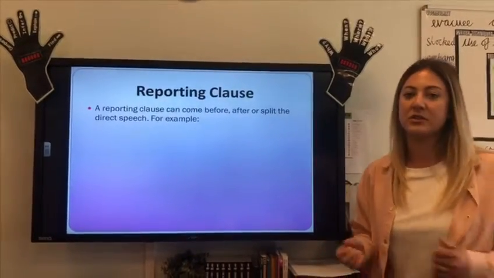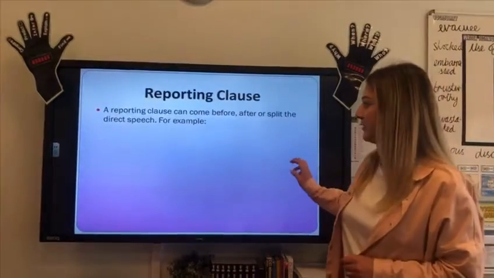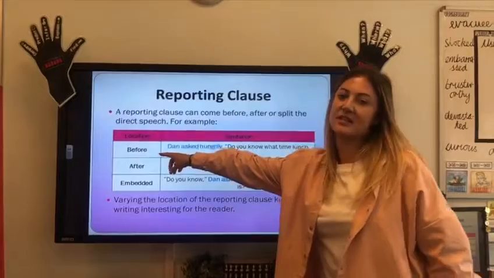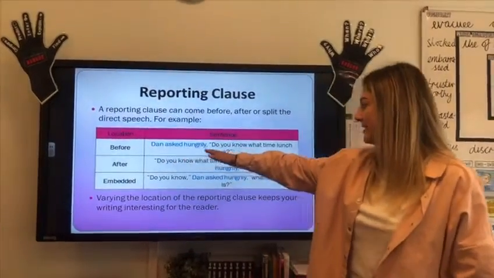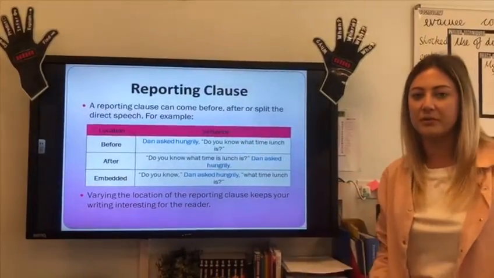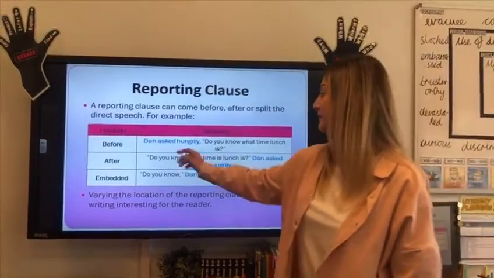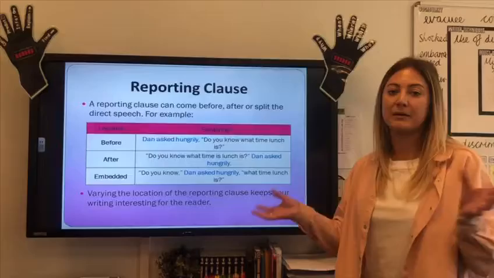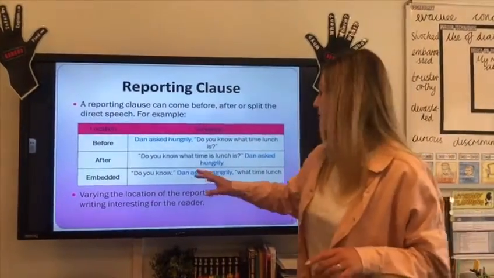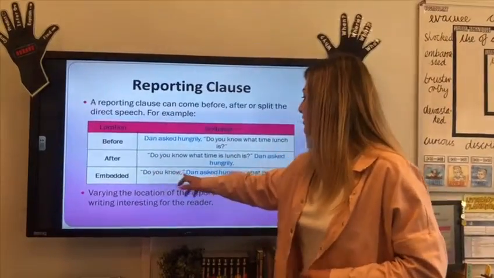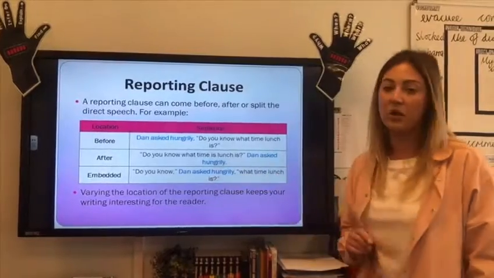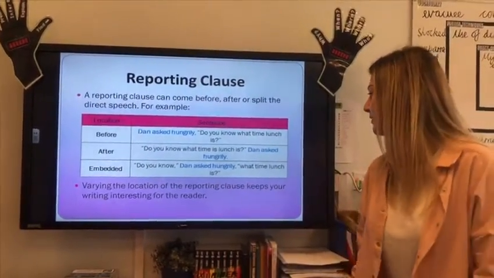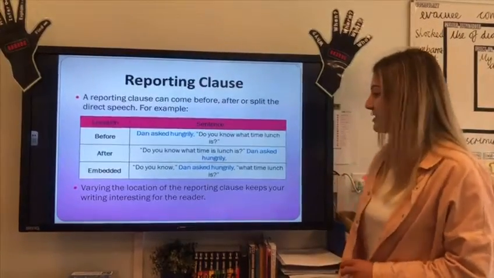A reporting clause can come before, after, or split the direct speech. So for example, in this sentence it comes before. Dan asked hungrily, "Do you know what time lunch is?" It can come after. "Do you know what time lunch is?" Dan asked hungrily. Or it can be embedded, it can split the sentence. "Do you know," Dan asked hungrily, "what time lunch is?" Varying the location of the reporting clause keeps your writing interesting for the reader.